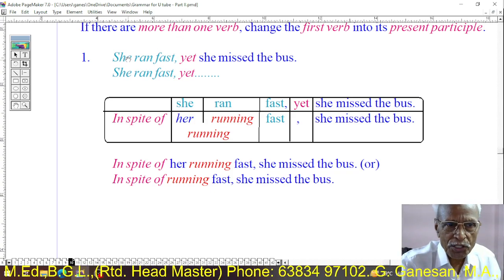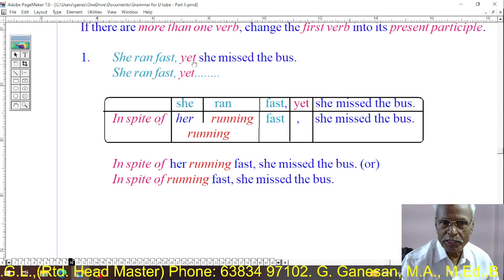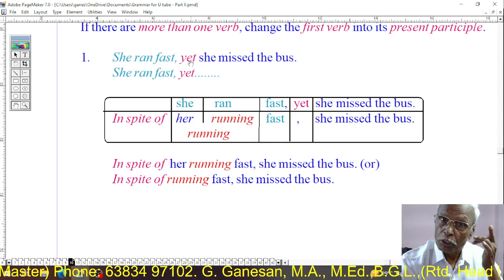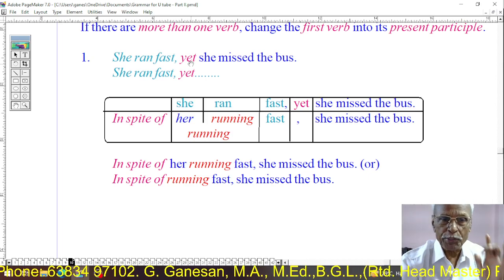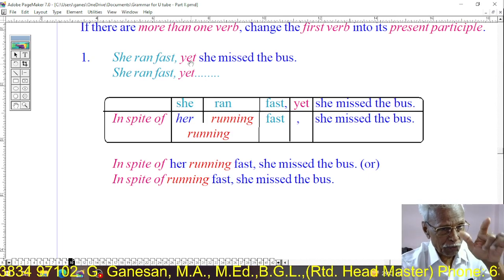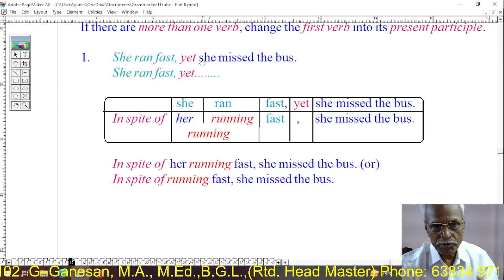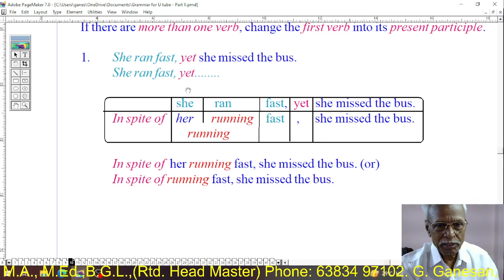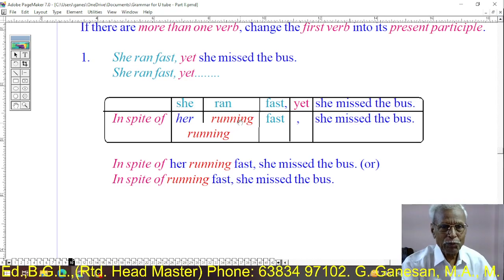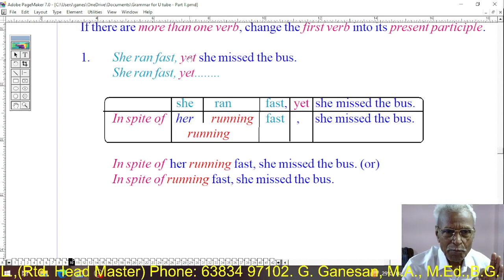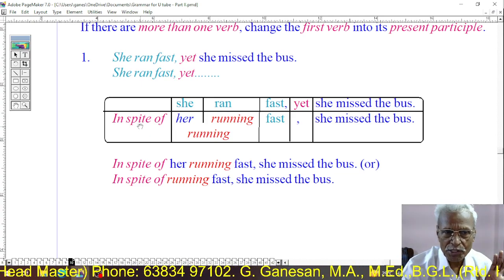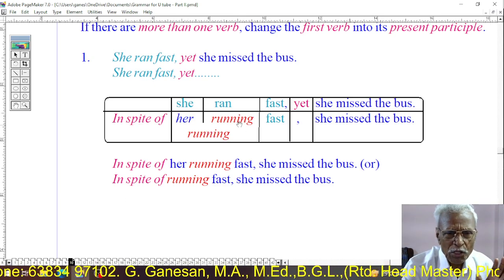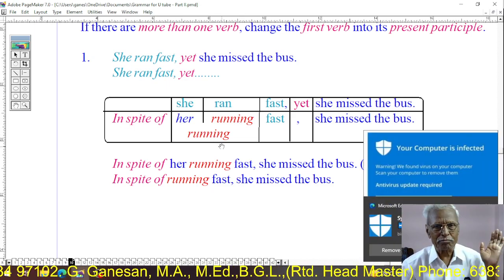Here the first sentence is she ran fast. Here the conjunction is yet, but yet still, a compound conjunction. Its phrase is in spite of. Yet, in spite of. Then she ran, running, as we have seen already. So the main thing is the compound conjunction, its phrase in spite of. Then she, possessive her, run, running. We can use either her running, or simply running.